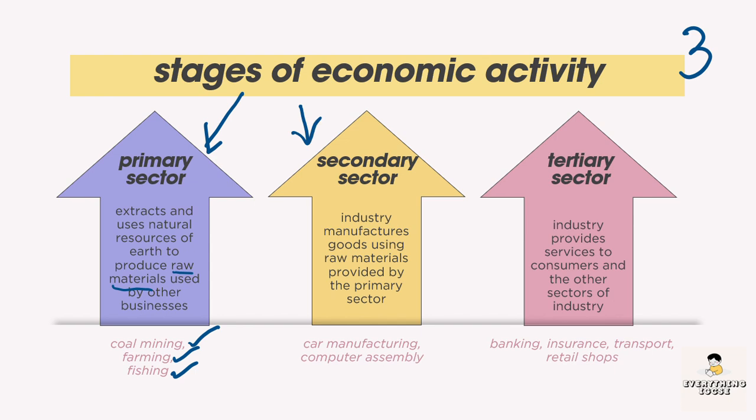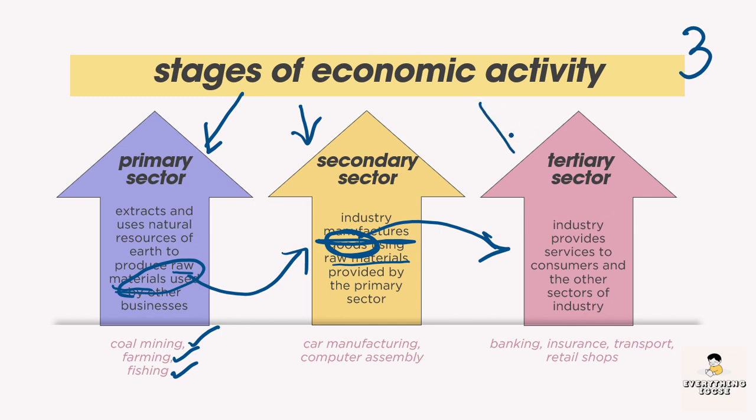The second sector is the secondary sector, and this industry manufactures goods using the raw materials which were provided by the primary sector. Okay, so the raw materials that we got here, that's what we're going to use in the secondary sector to manufacture goods. Okay, now the goods that you made in the secondary sector are going to be sold by the tertiary sector, and the tertiary sector is your third sector that we need to learn about.